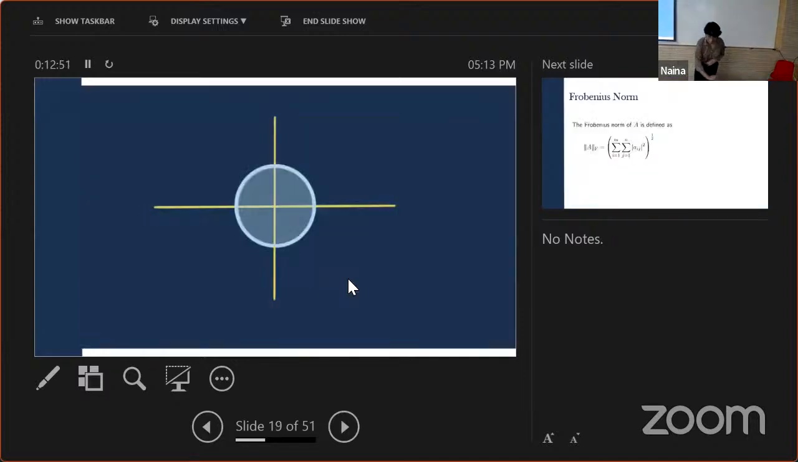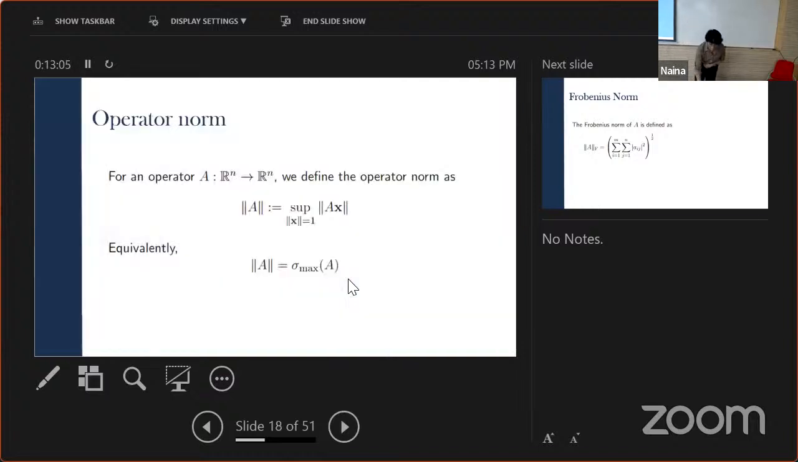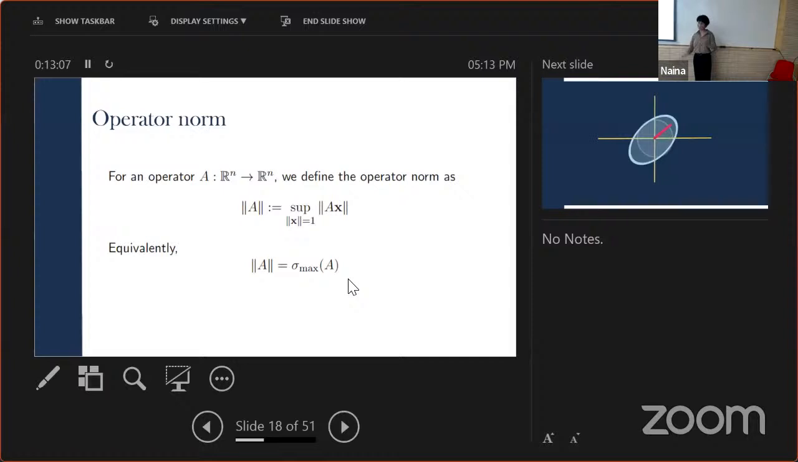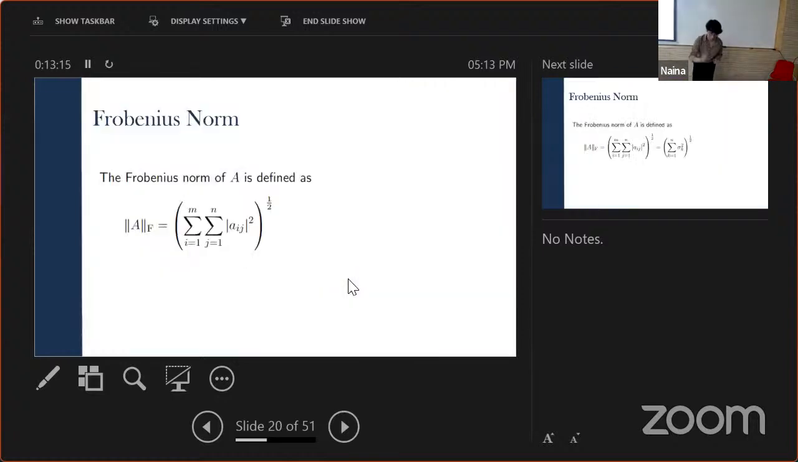So for visual purposes, again, if we were to look at the unit ball and then under the transformation, it becomes some other shape, we look at the longest vector, and the length of this longest vector gives us the operator norm of the matrix. For those of you who know about singular values, this value is also equal to the largest singular value. Okay, one more. So the second notion that we need to define is that of the Frobenius norm.